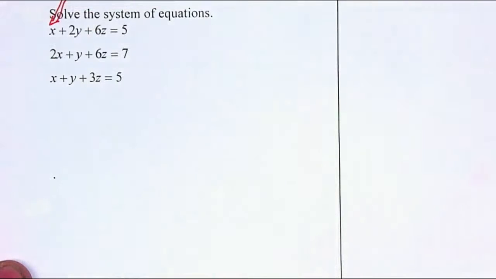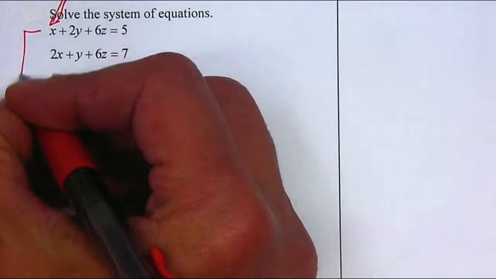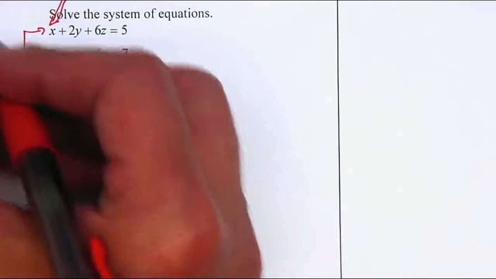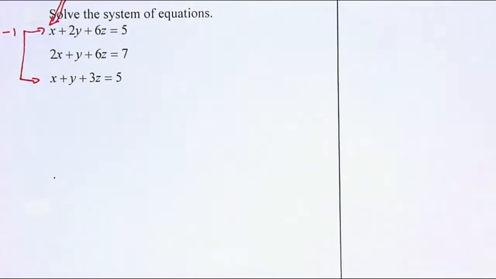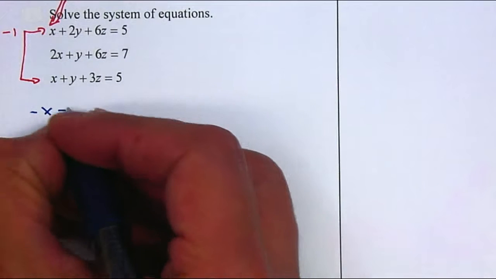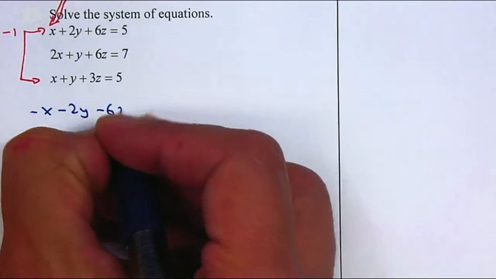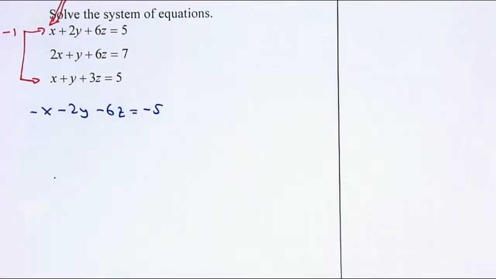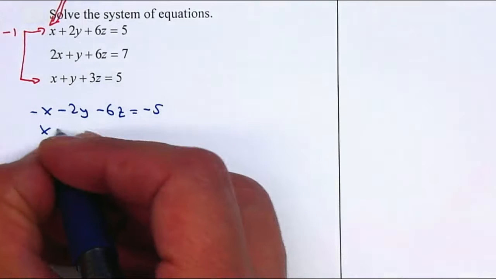Remember that you want to grab two equations and you want to cancel the x's twice. So in this case, we're going to get the first and the last equation. And I want to cancel the x's, so I'm going to multiply the first one by -1. That'll give me a -x minus 2y minus 6z. And don't forget to multiply the last with -1. That gives me -5. The last equation remains the same.